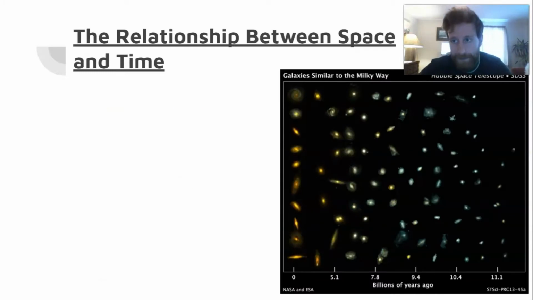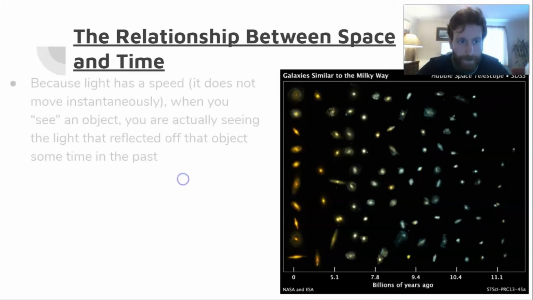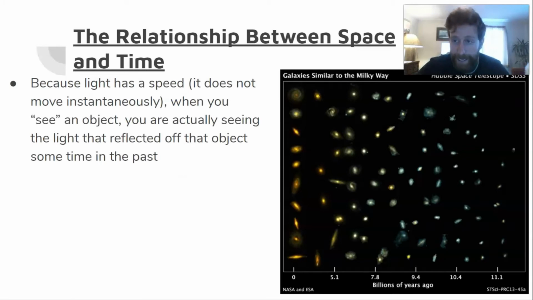In that reading we were doing, we were starting to get at the idea of the relationship between space and time for astronomers. So let's remember that light has a speed. It does not move instantaneously. So when you see an object, you're actually seeing the light that reflected off that object sometime in the past. Right? There's a delay between the light bouncing off an object and it reaching my eyes based on the speed of light.